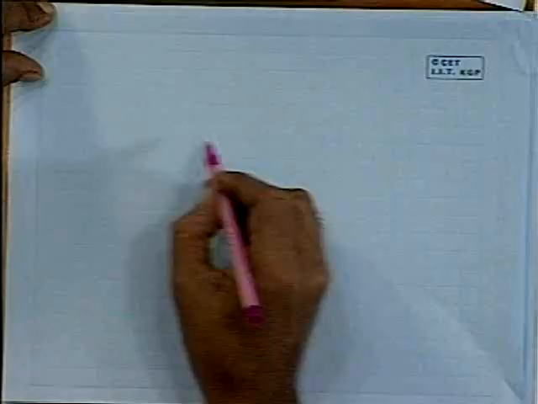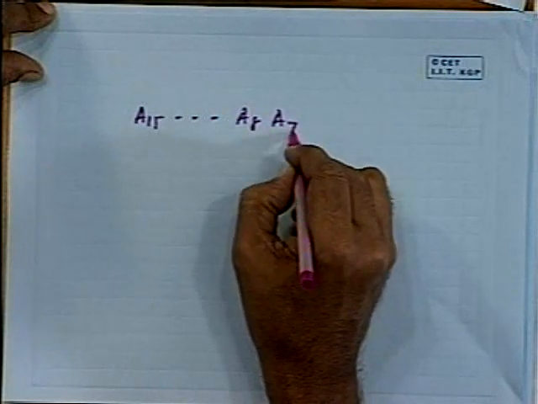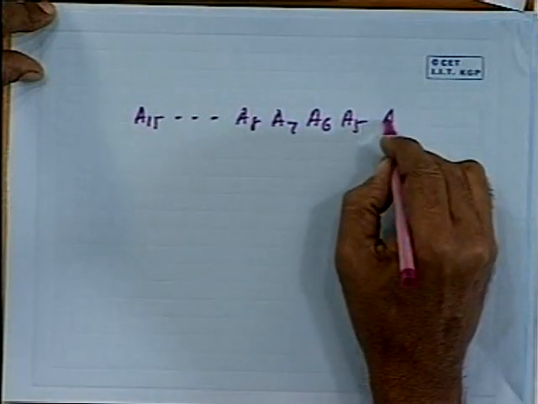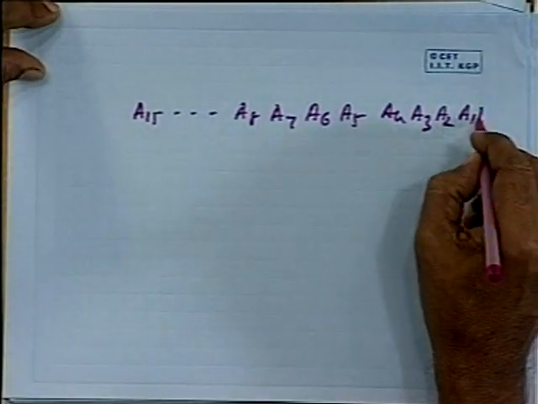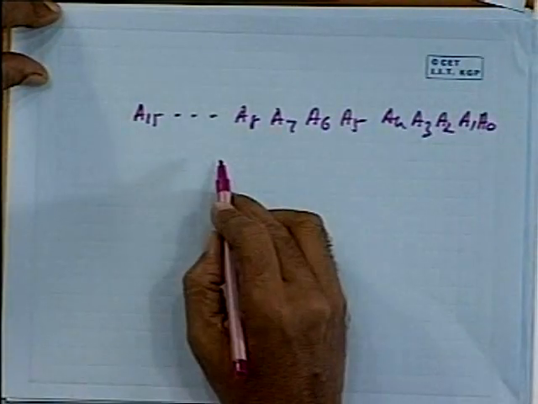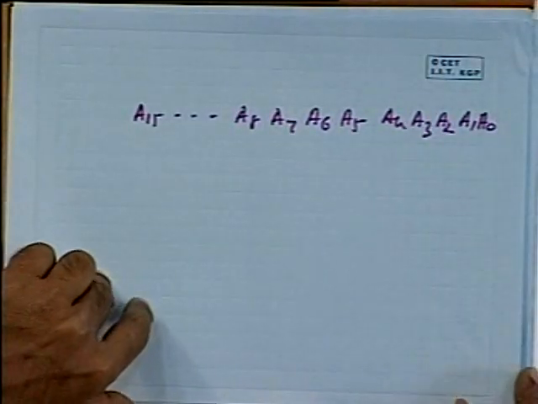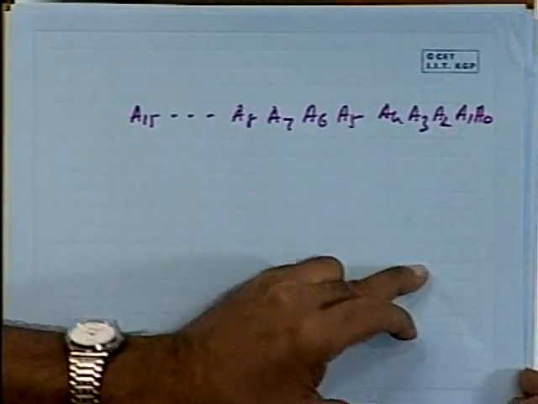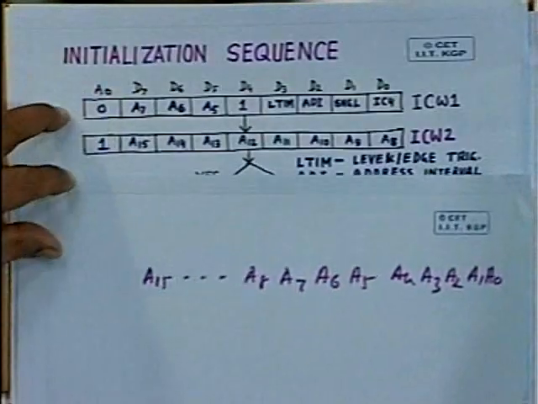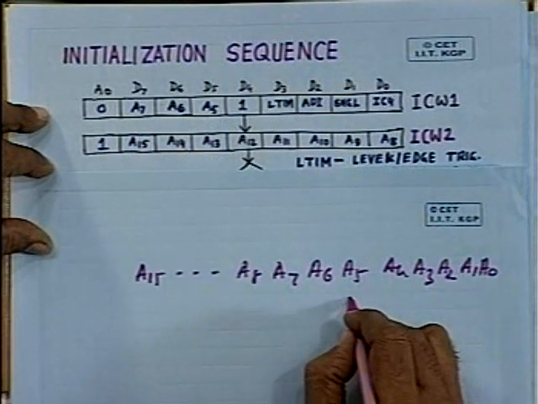The vector address that can be generated by the interrupt controller can be like this: A15, A8, then A7, A6, A5, A4, A3, A2, A1 and A0. These are the addresses which are generated. Now you are writing down in these registers these bits, A5 to A15, in the initialization command words, you are supplying the information of A5 to A15.